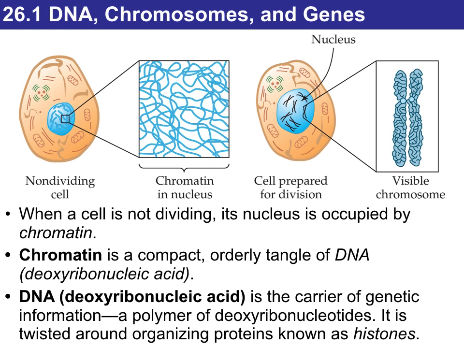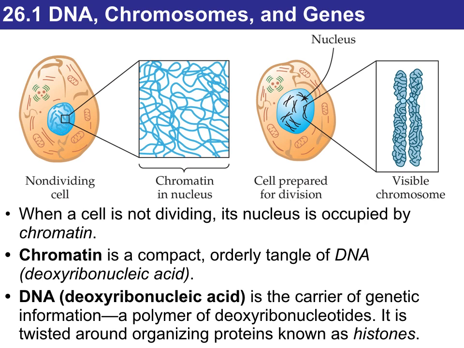Well, if you look at those figures here on the left side, this is a non-dividing cell. When a cell is not dividing, the nucleus is occupied by what we call chromatin. If you look at this, it's just very, very loose. Now, when a cell is getting ready for division, the chromatin is going to tangle itself and is going to actually be able to curl itself upon histone. And getting ready for division, eventually you see a visible chromosome, which is here two replicated sister chromatids. So chromatin is a compact, orderly tangle of DNA.